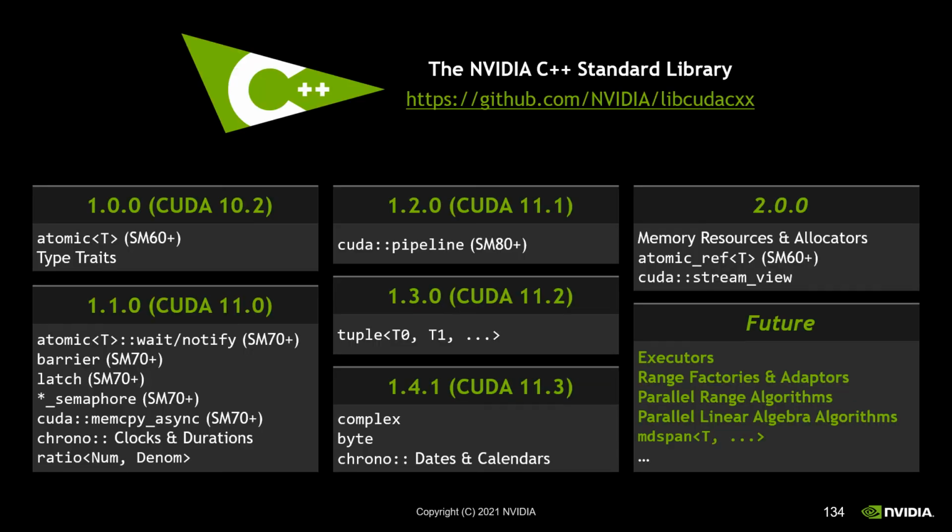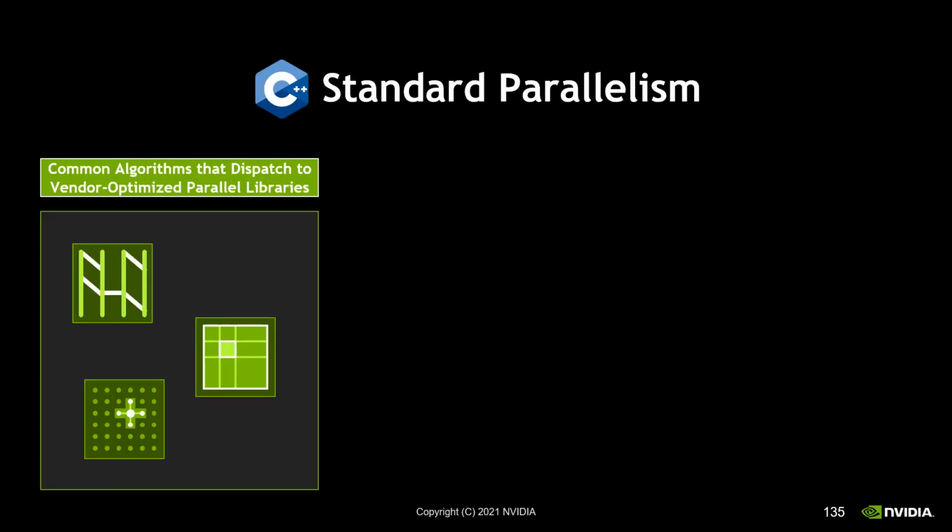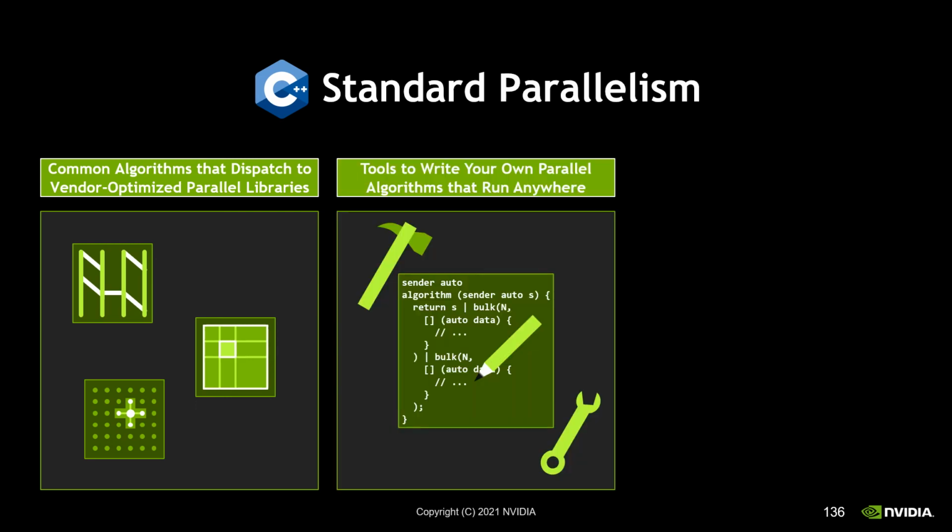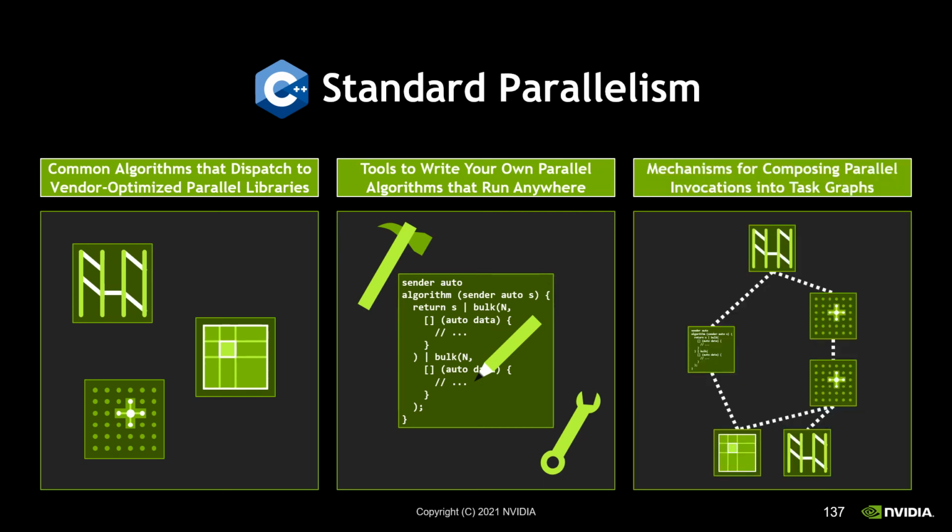Finally, let's look at the future of parallelism in standard C++. There are three key components to C++ standard parallelism. A corpus of common parallel algorithms, such as the C++17 parallel sequence algorithms, which have a standard interface but are implemented under the hood by vendor-optimized parallel libraries. Tools like executors, atomics, and concurrency primitives that enable you to write your own parallel algorithms that can run anywhere. Mechanisms for composing parallel invocations into asynchronous task graphs, such as ranges and senders.